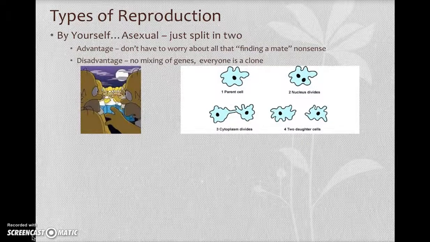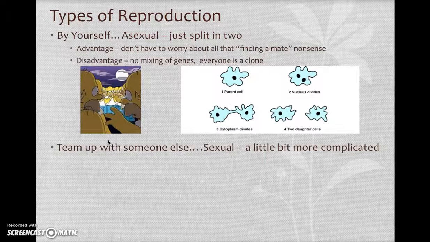Disadvantages to this is that there's no mixing of genes. Basically, every single organism is a clone of one another. So how this works is, here's a bacteria. Its nucleus divides, and then the cytoplasm, or the body itself, divides, and there are two identical daughter cells. Of course, it doesn't work quite like this, but we've got Homer Simpson here splitting in two, cloning himself as well. Not really how it works, but good example for you to think about making copies.